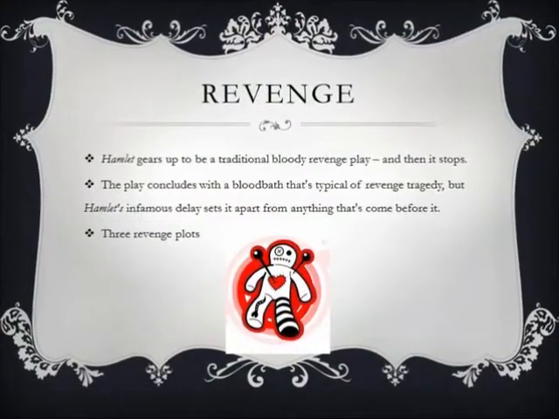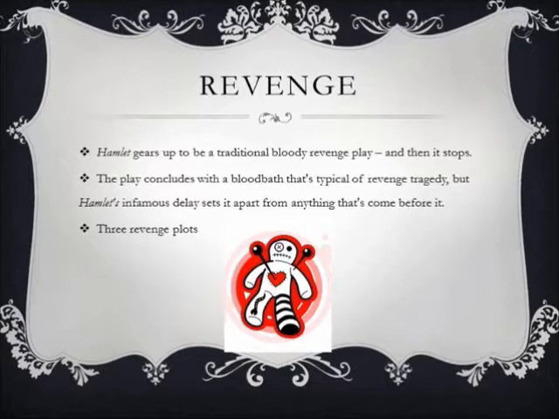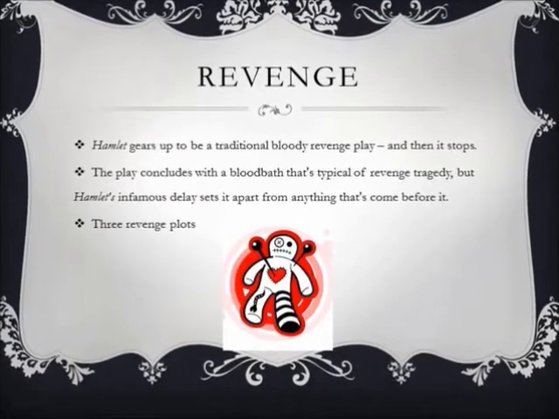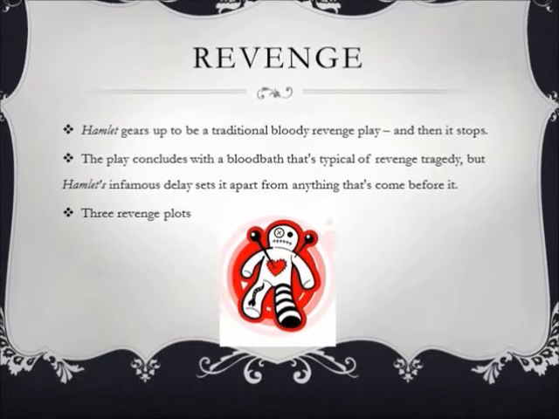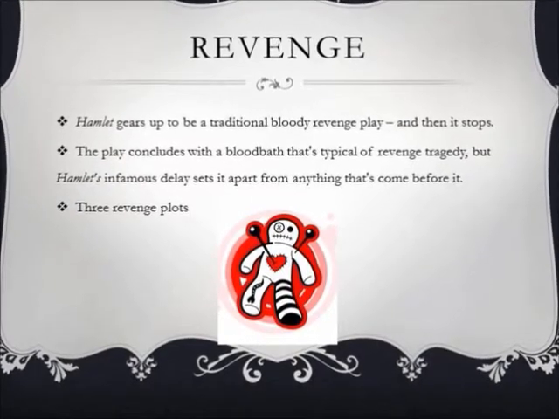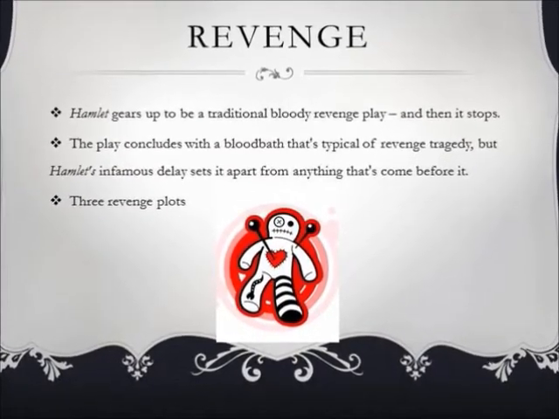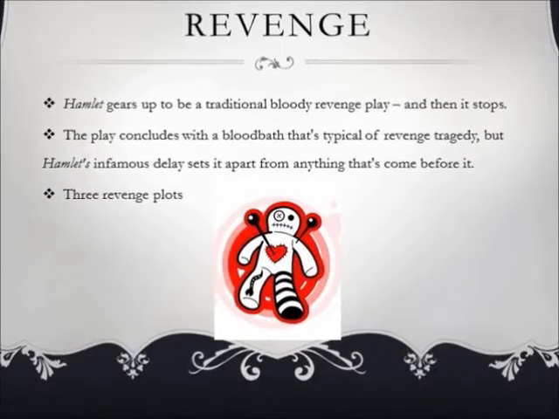Hamlet is notable for the way it weaves together three revenge plots, all of which involve sons seeking vengeance for their fathers' murders. The play concludes with a bloodbath that's typical of revenge tragedy, but Hamlet's infamous delays set it apart from anything that comes before it.